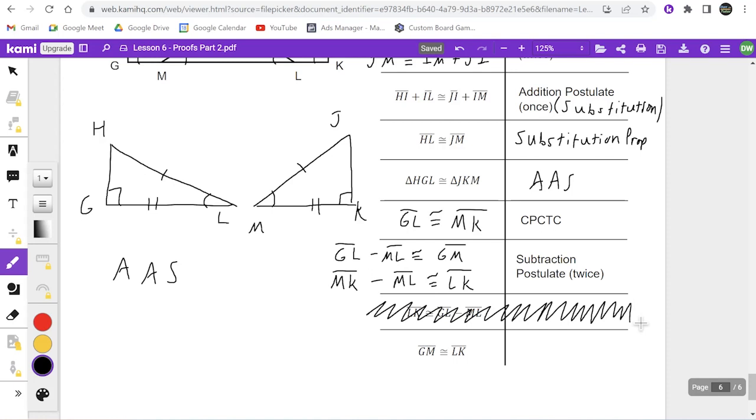And then the very last line is GM is congruent to LK, the thing I want to prove, and what's the reason? I think you all know it at this point. Substitution. Exactly, it's substitution. Substitution property. That's why the two lines are congruent, because you're substituting in the subtraction, and the reason why you can do that is because everything is congruent to each other.